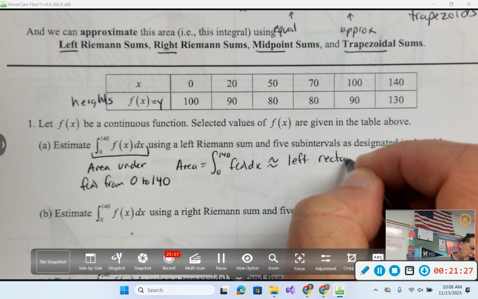These sums are called a variety of different things, so I'm trying to use all the different words. A left sum, left rectangles, left Riemann sum. But the key word there is left, right? Because that tells you which height to use.